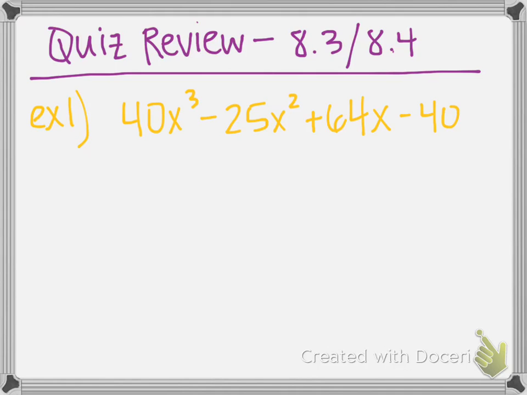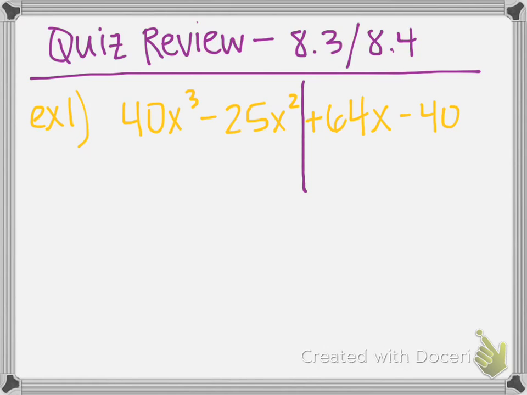Okay, these first 3 are going to be reviewing 8.3, which is just grouping. So we start with 4 terms like we have in this first example. And just like every other factoring we've done, we always look for a GCF first. So if you look at all 4 terms here, there's no number that multiplies to give us 40, 25, 64, and 40. So that means we can go straight to the grouping process.